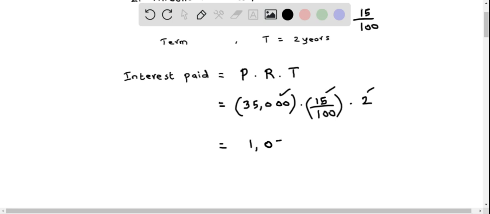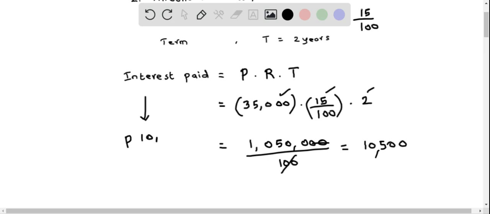1,050,000, and this is divided by 100. And when we divide by 100, we cancel the trailing zeros, and so we are left with 10,500. So therefore we say that the interest paid by Veronica is 10,500 pesos.